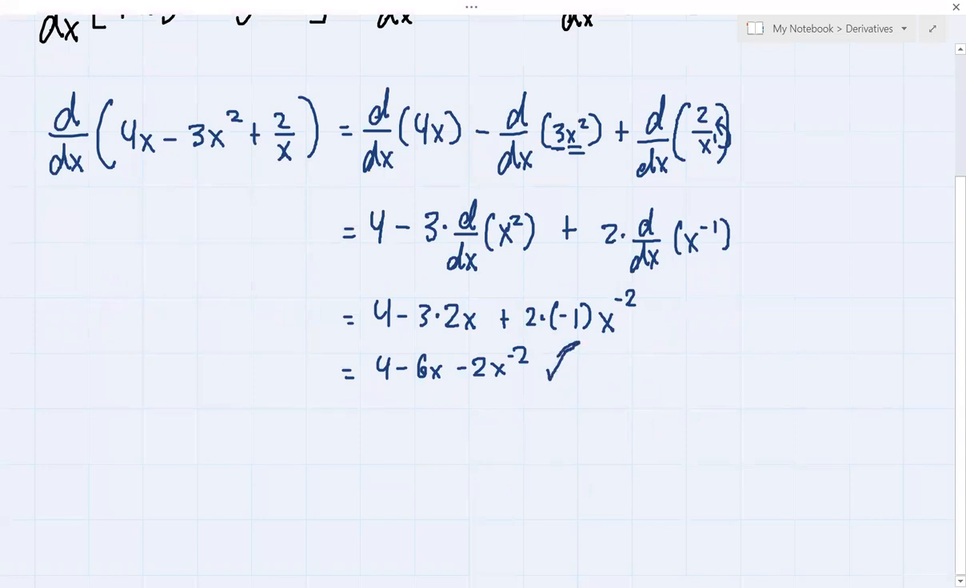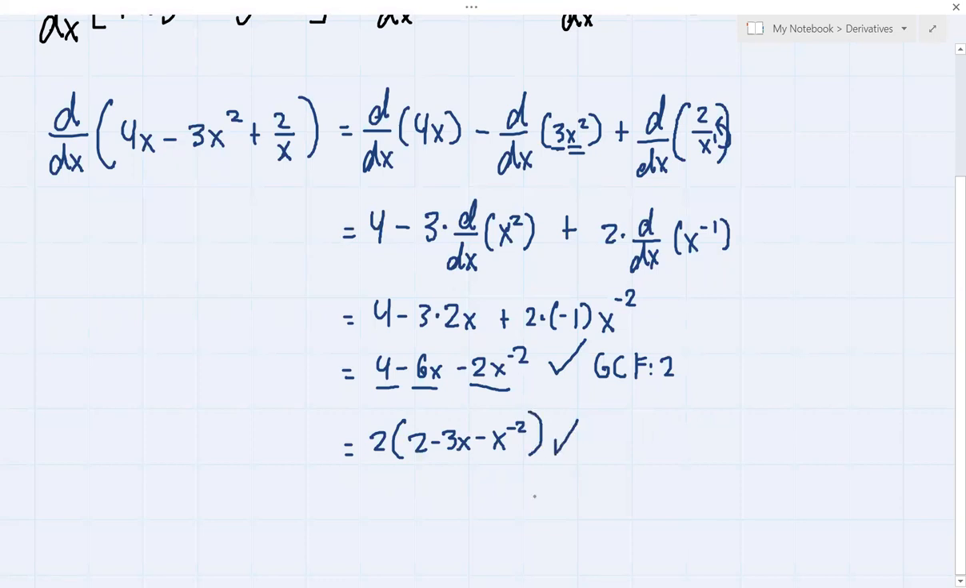Or pwede pa natin tong i-simplify. Okay? We can still simplify this one. Okay? Hala, pwede pa naman po itong simplify. Yes. Kasi 4, negative 6x at negative 2x raised to negative 2 are both divisible by 2. Kumbaga, meron silang GCF or greatest common factor na 2. So we will factor out 2 in this expression. So you will have 2 times quantity, 2 minus 3x minus x raised to negative 2.